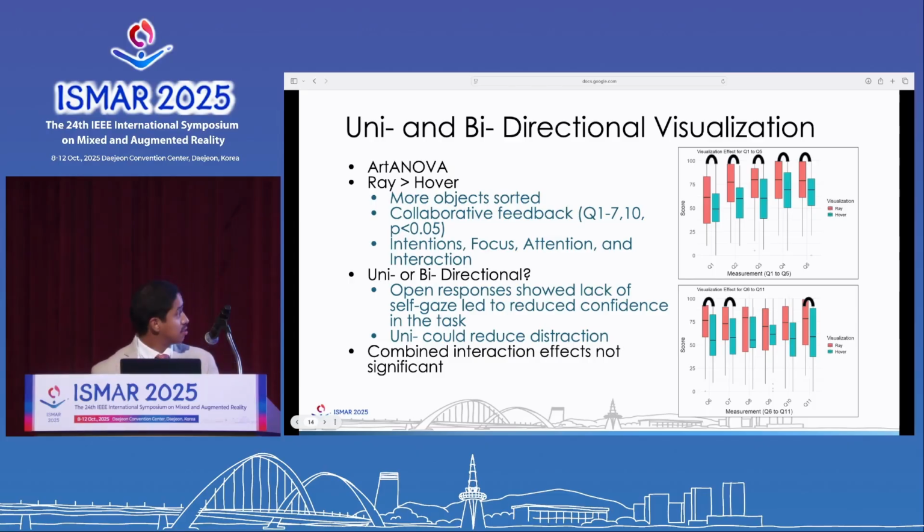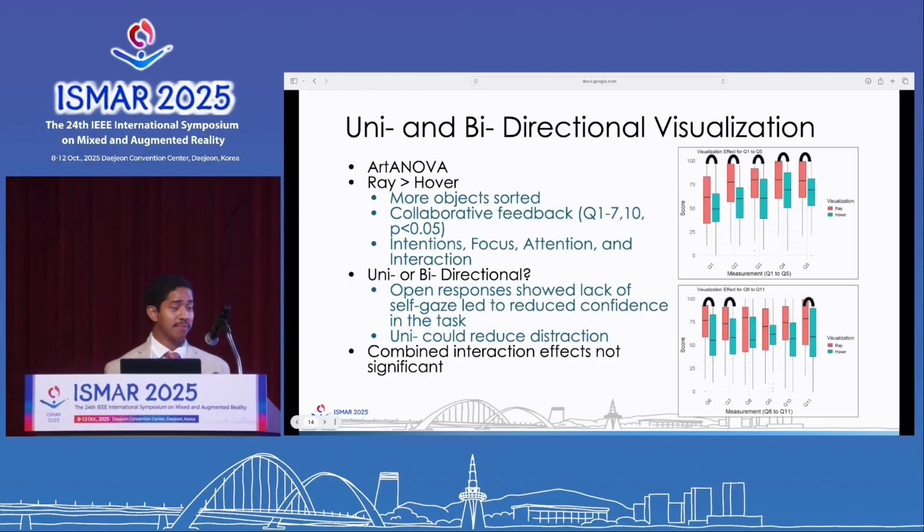And when looking at uni versus bidirectional, however, we did not see any significant difference in participant preference, but open responses did highlight what was unexpected, which was that although the unidirectional condition helped participants feel like it reduced distraction, participants felt like they were not a part of the task. And this can be explained by the fact that participants would be working together with their partner, but they only saw their partner's visualization. So they would be standing there working with them, but they only saw their partner working based on all of the virtual information that was presented in front of them, which was kind of interesting.